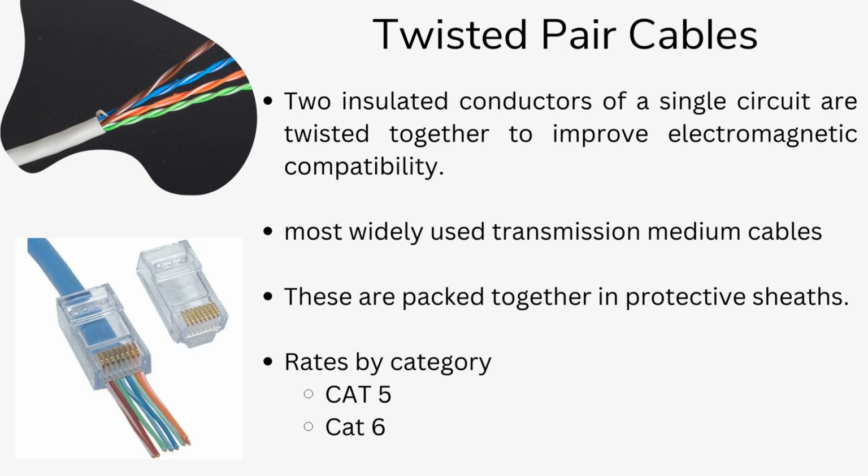This is the most widely used transmission medium cable. These four pairs are again packed together in a protective sheath. You can see there's a wide protective sheath. Twisted pair cables come in different speeds and are rated by category that determines the maximum speed at which they can operate. For example, there are category 5 and category 6 cables that are marked depending on the speed that they support.